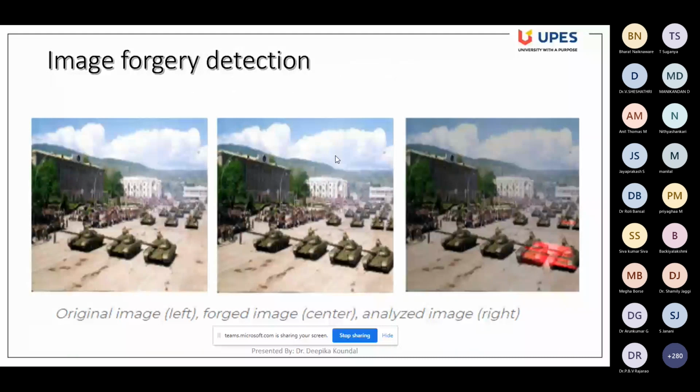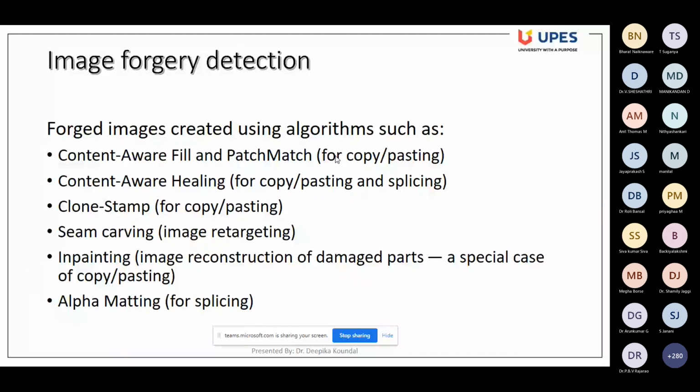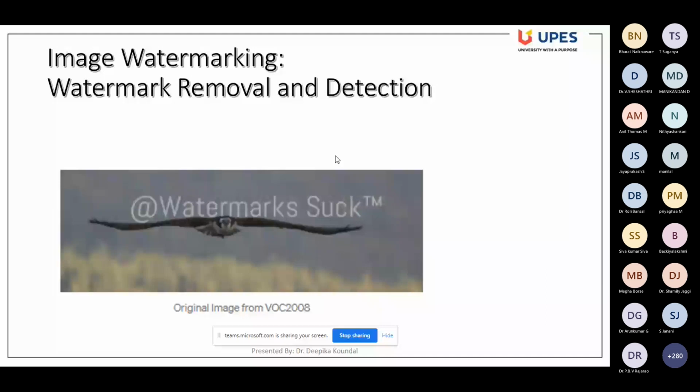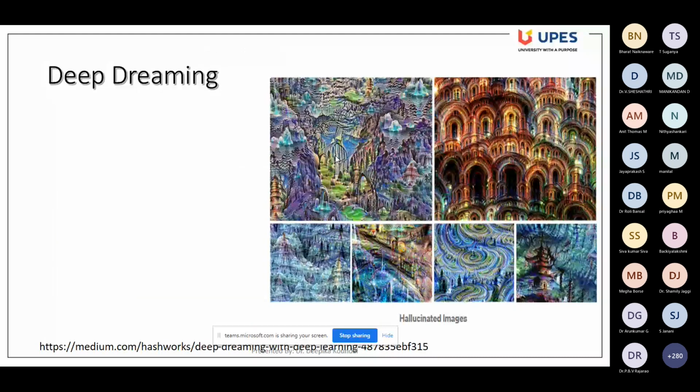Then image forgery detection is again one of the popular areas. These are the number of algorithms for forgery images on which people are working. This is again image watermarking, where we can remove and detect the images. This is deep dreaming, where we can make a number of arts with the machines.